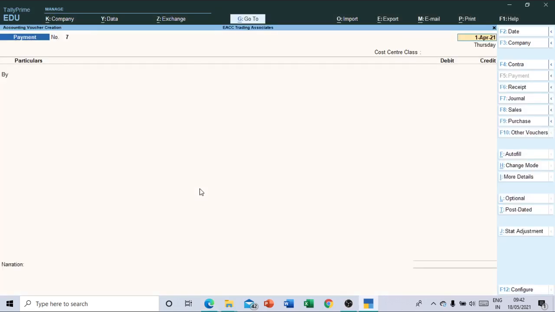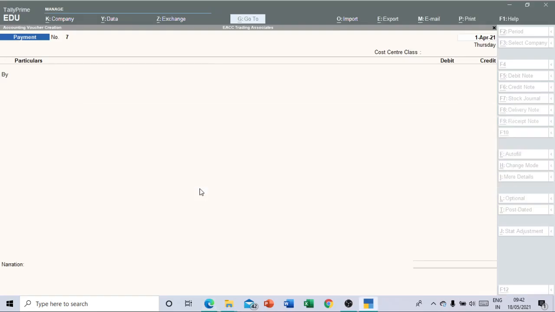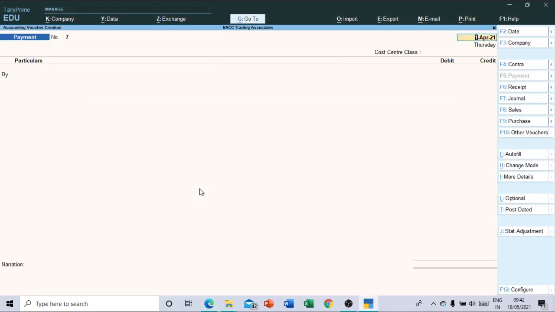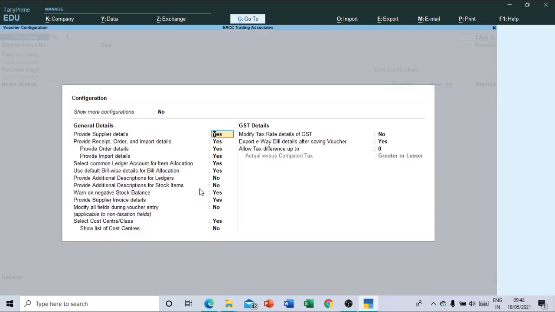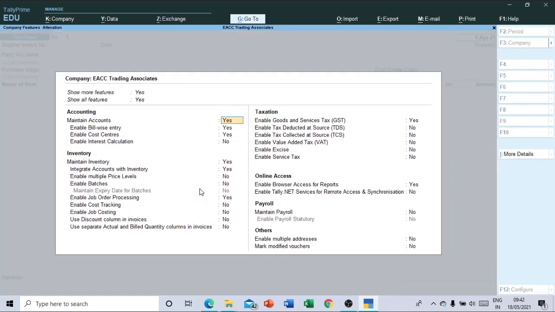I will go into the voucher. So in the voucher, this is the purchase entry. I will press F9 on the keyboard. You can see here that the cost center function is activated, so let me deactivate it, because right now it is not important for me to go for the cost center. So let's go now. I have pressed F11.